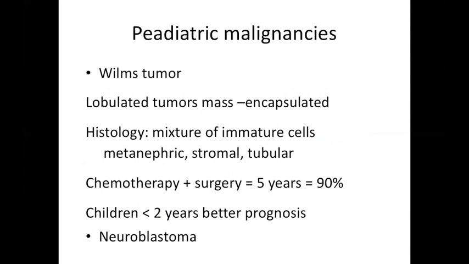The good thing about these tumors is the massive impact you will have on the child's life when you do the procedure, which is a combined chemotherapy and surgery, and you give the chemotherapy before to try to shrink the tumor as much as you can. The 5-year survival will be about 90%, and the younger the child, the better to do the surgery. They do get better results when they're less than 2 years old.